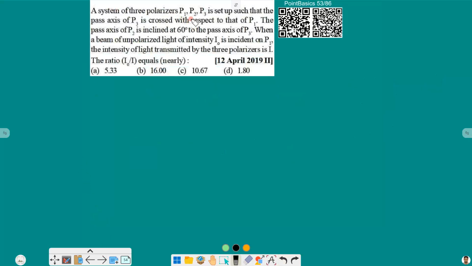A system of three polarizers P1, P2, P3 is set up such that the axis of P3 is crossed with respect to P1. So we can say P1 and P3 are inclined at an angle of 90 degree with each other. So suppose this is P1 and then this will be P3. Now P2 is inclined 60 degree with respect to P3. So suppose this is P2, then this angle is 60 degree. Then with respect to P1, its angle will be basically 30 degree.